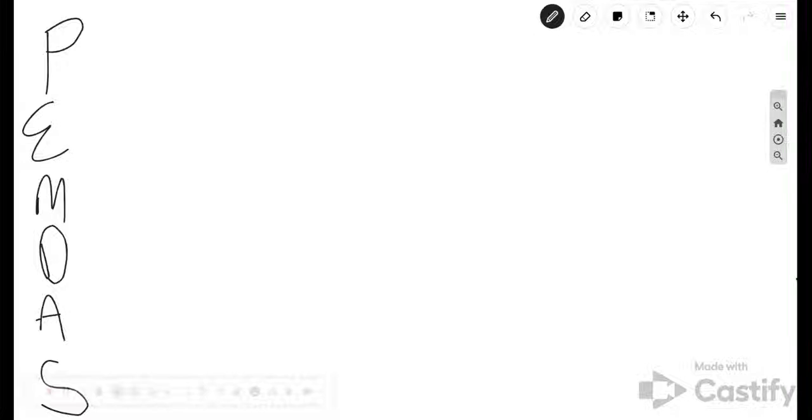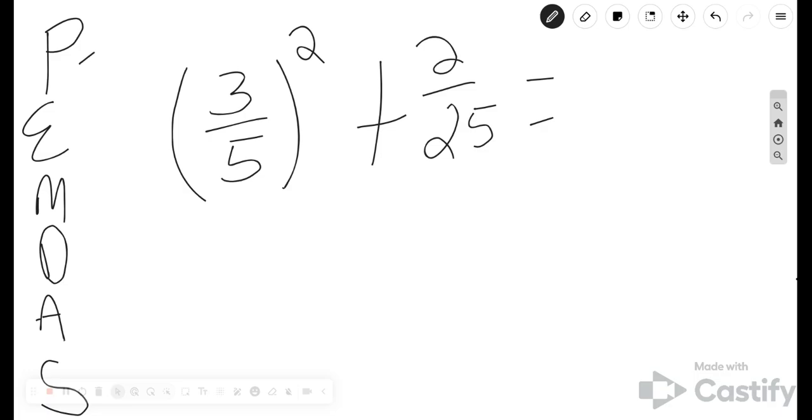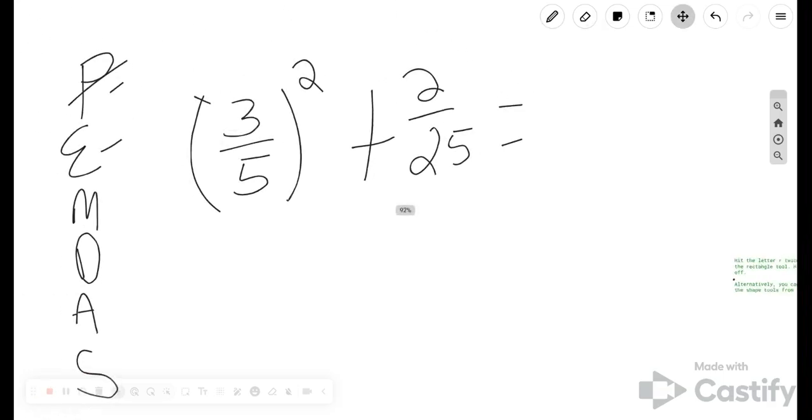Okay, so using PEMDAS, we're going to solve 4 basic equations. So the first one we're going to do is (2/5) in parentheses, exponent of 2, plus 2 over 25. Let's see what that is. So first you would do the parentheses, but technically this is parentheses, we can X that out. Next we go to the exponent.